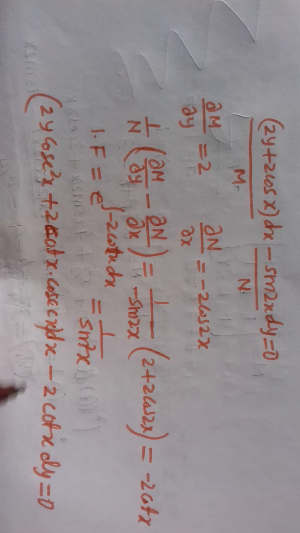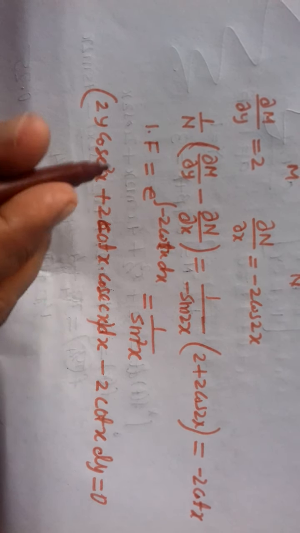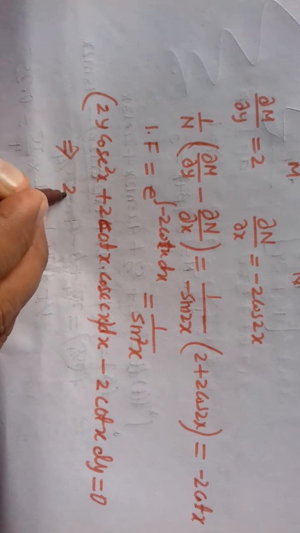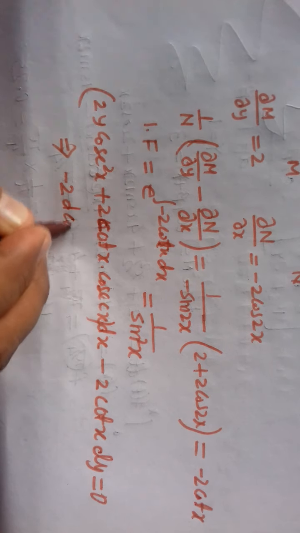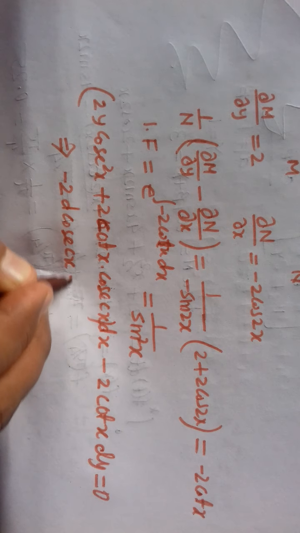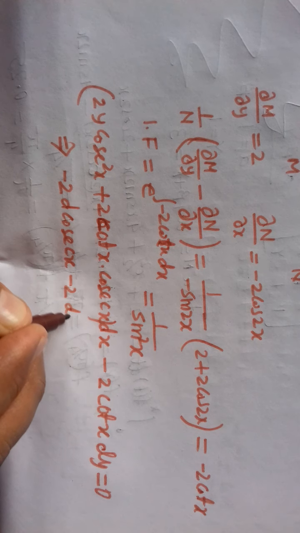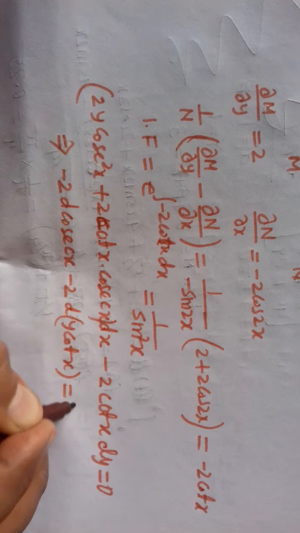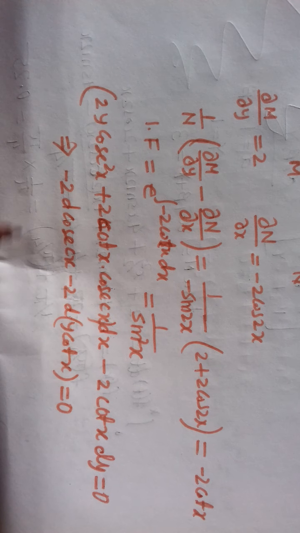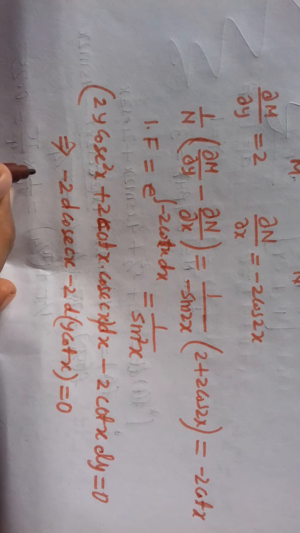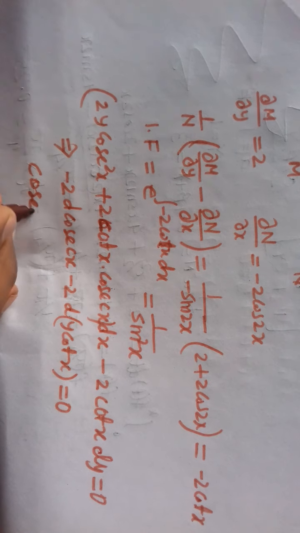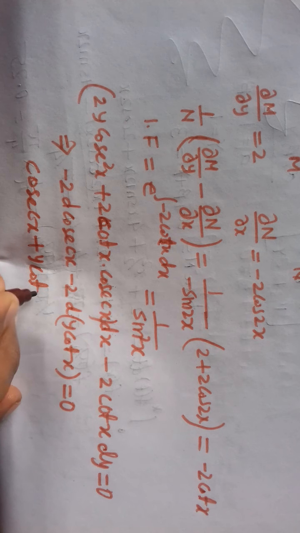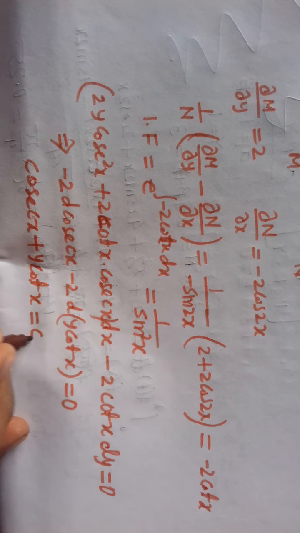Now this is an exact differential equation which can be written as minus 2 d(cosec x) minus 2 d(y cot x) equals to 0. Integrating we get cosec x plus y cot x equals to c.